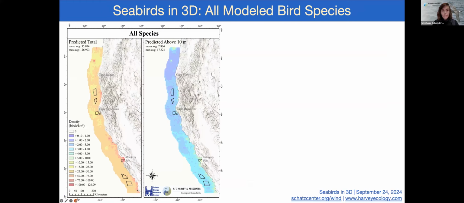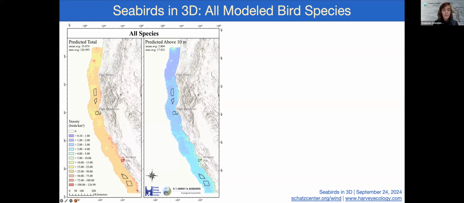So those patterns all together, and the composition of all the birds all together, and the wind, we arrive at this map, at this prediction. This represents the whole seabird community that was modeled. So some of the key takeaways when you just look at this map: the left panel's all the birds that are predicted, and the right panel is just above 10 meters, and you can see it's a dramatic reduction in the number of birds.